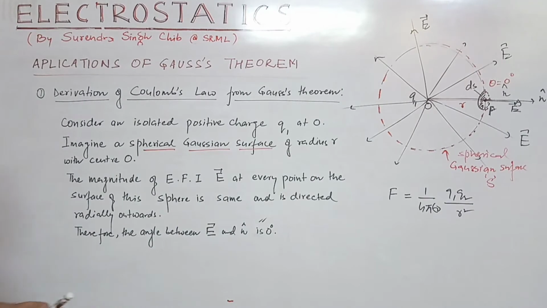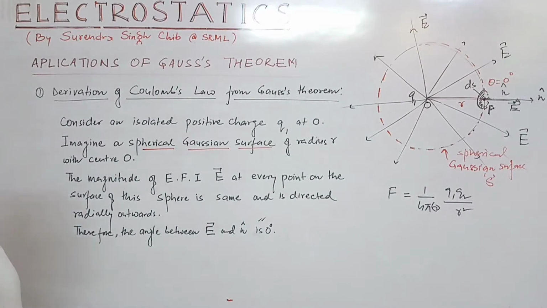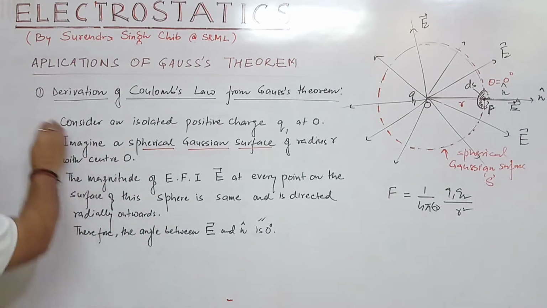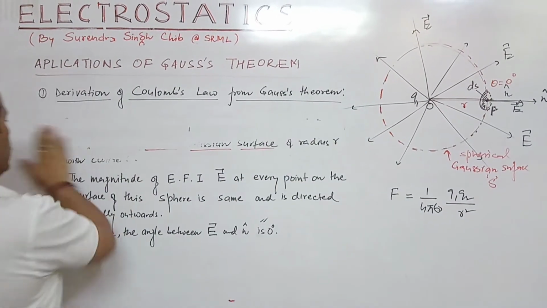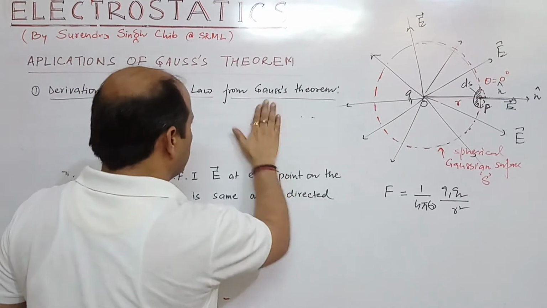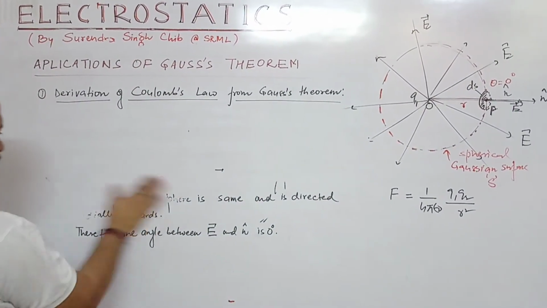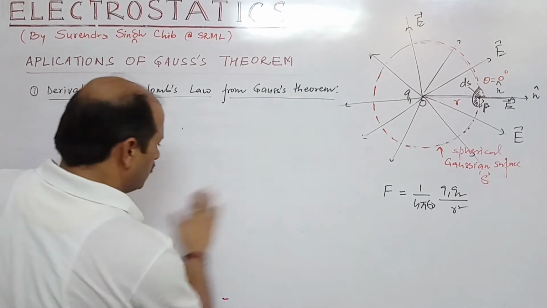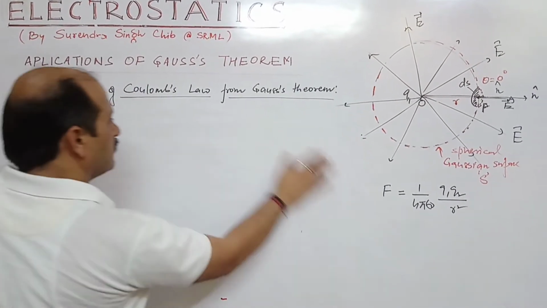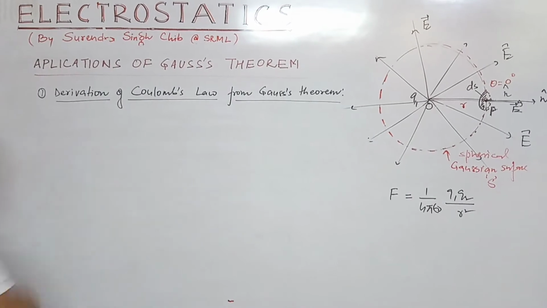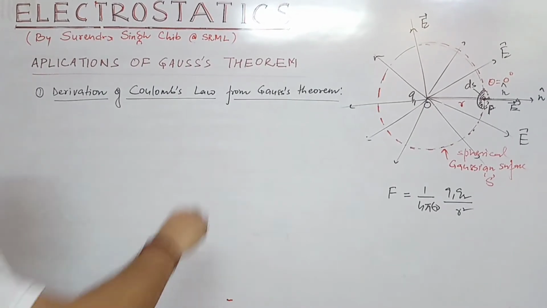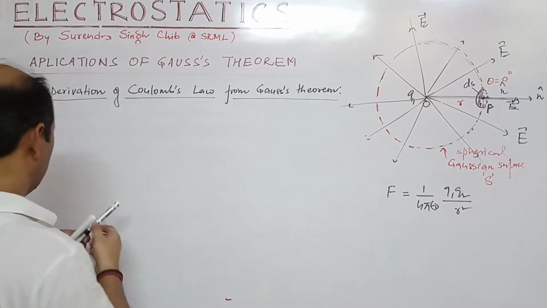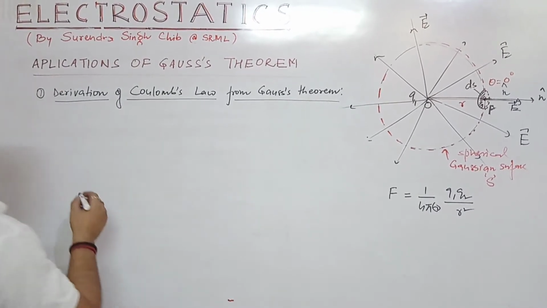So let's apply Gauss's theorem over it. तो हमने क्या कंसीडर किया? एक चार्ज q1 कंसीडर किया at center O, और उसके कारण इलेक्ट्रिक फील्ड कैसी होगी? रेडियली आउटवर्ड्स. और उसको कौन कवर करेगा? एक सिमेट्रिक सरफेस which is called a spherical Gaussian surface. और हमने ले ली. And what is the angle between n cap and E? It is theta, and here it is 0 degree.